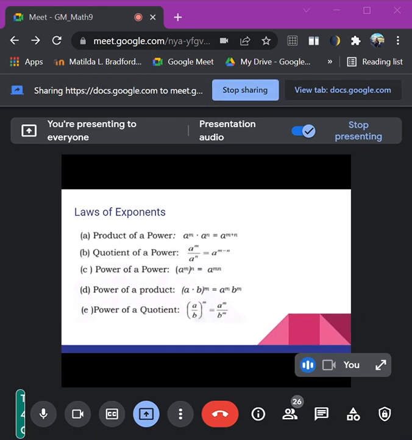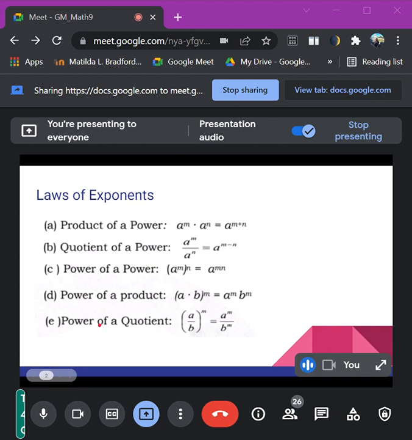And now, down to the last one, we have here power of a quotient. When we say power of a quotient, you have the quantity A over B, raised to M. It's the same: we are just going to distribute the exponent. So you will have A raised to M over B raised to M.